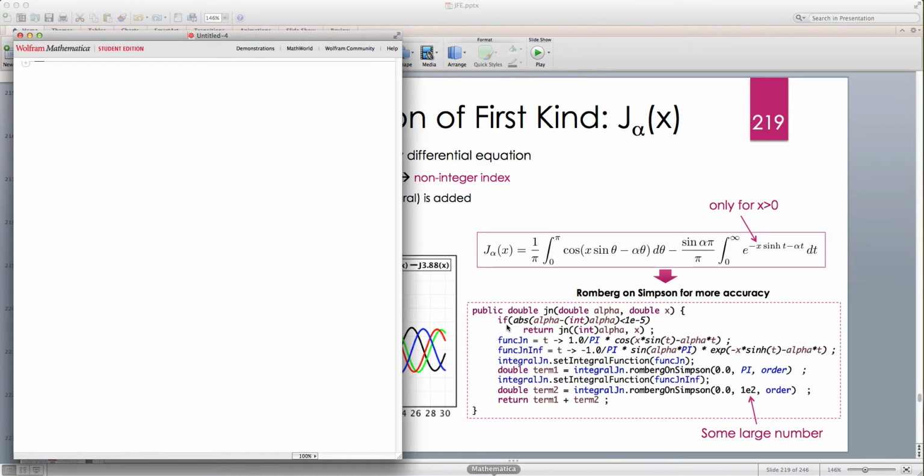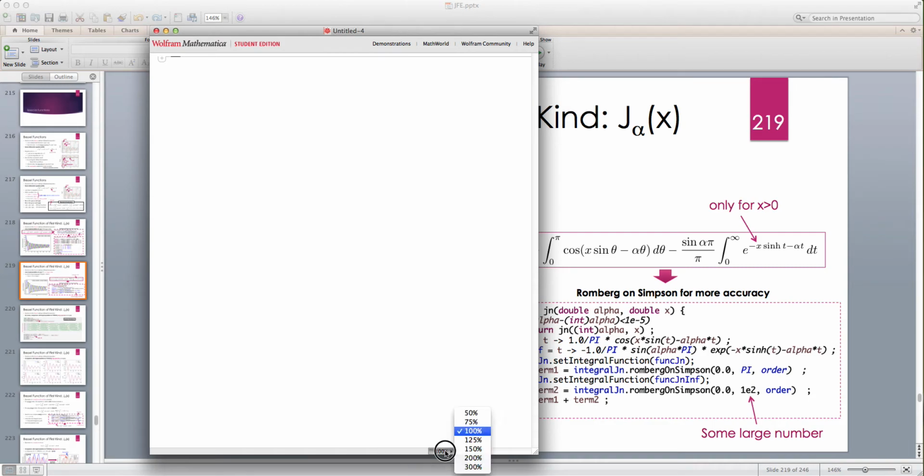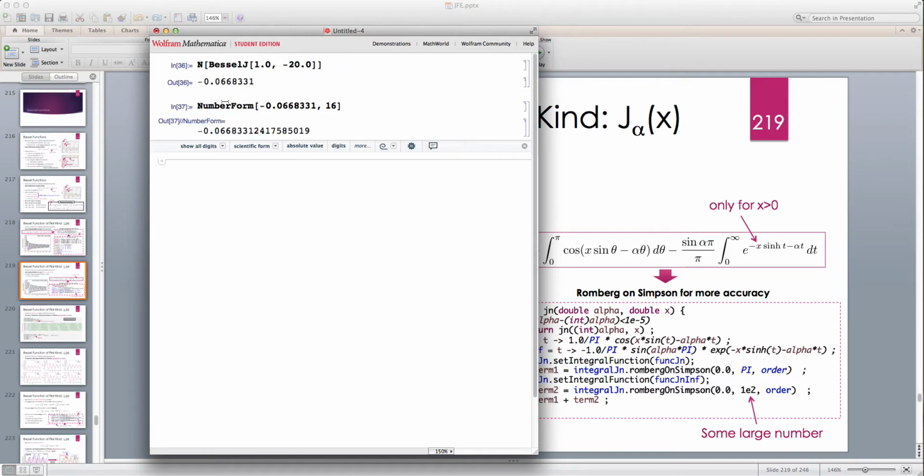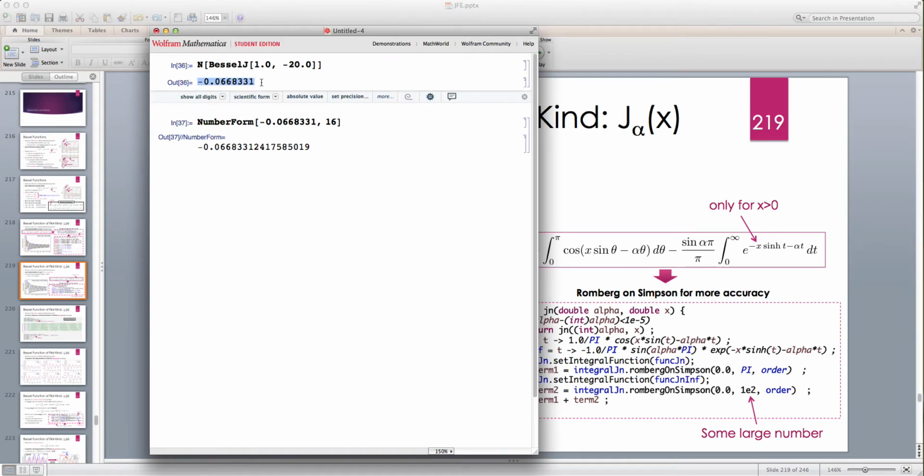So I'm going to run Mathematica here and show you what Mathematica calculates, and we will look at this later when we implement it in Java. So in Mathematica, I can define Bessel J and give it, let's say, 0.7. Let's say first 0.1, right? And then minus 20. And let's ask for the numerical value. So we pass it to the N function, numerical value, and we calculate. It gives us a number, right? Minus 0.0668331, right?